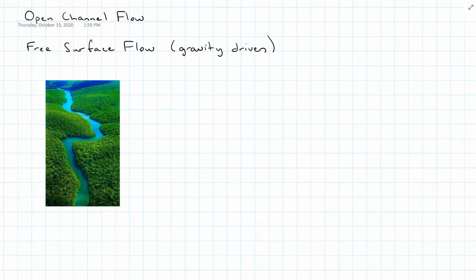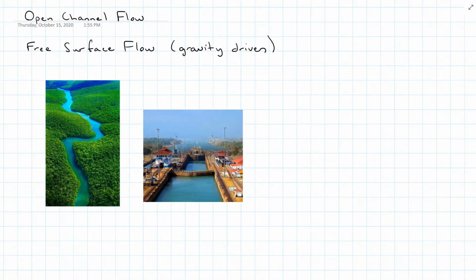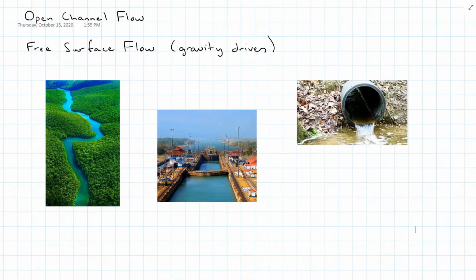Open channel flow is also called free surface flow, and it is definitely gravity driven. For example, a free surface flow could be a river, a man-made canal, or pipelines when the pipe is not completely full of water. For open channels, uniform flow means that the depth and cross-section remain constant.